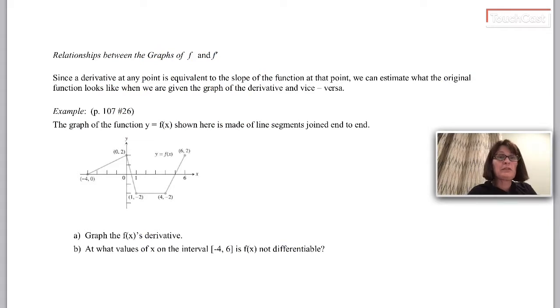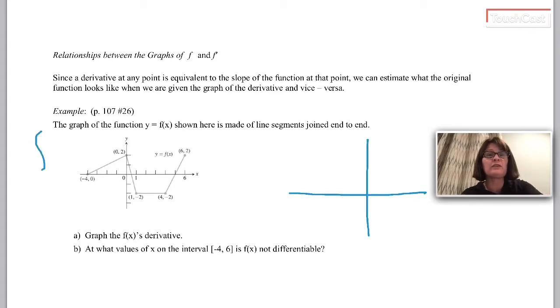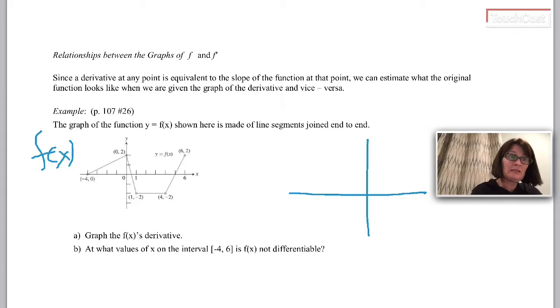So I'll leave this one up to you. Can you, over here, somewhere, make me a graph of the derivative of this function? Let's call this f of x. Make me a graph of the derivative. The derivative should be piecewise constant. And then can you figure out where you're going to have to leave open circles because the derivative is not defined, because the original function is not differentiable?